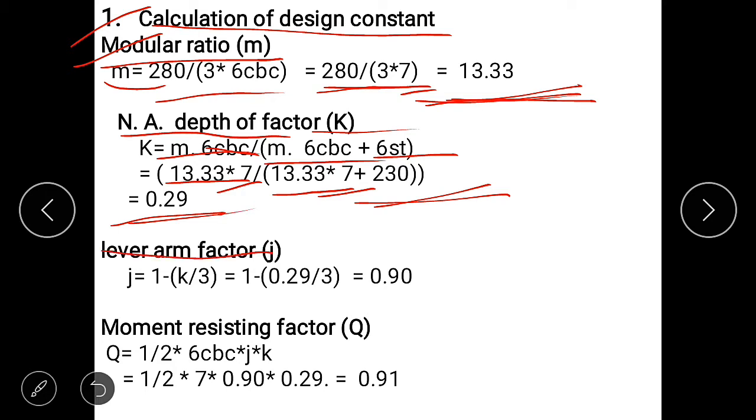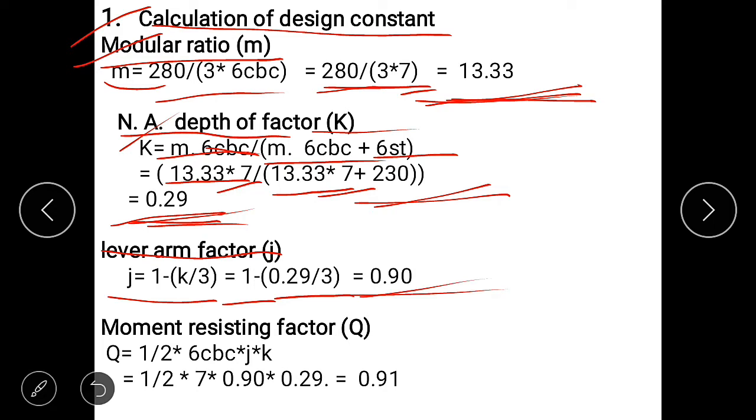Now the lever arm factor J. We have to calculate the lever arm factor J. The formula to calculate J is equal to 1 minus K by 3. In the second design constant, the K value is 0.29. So 1 minus 0.29 by 3 is 0.90.